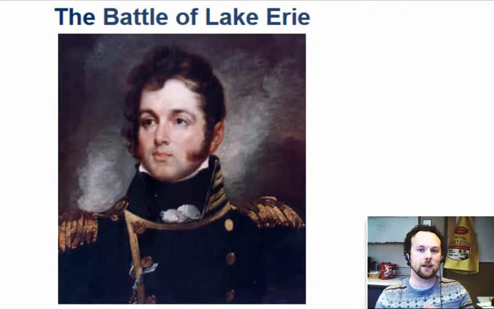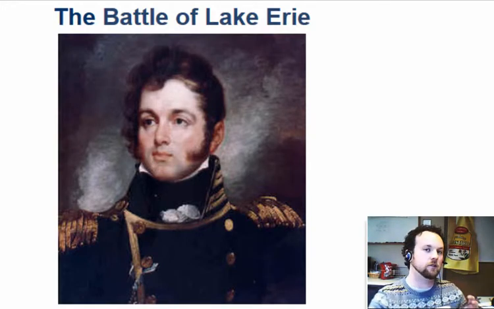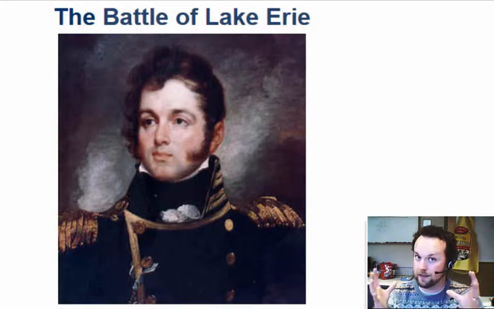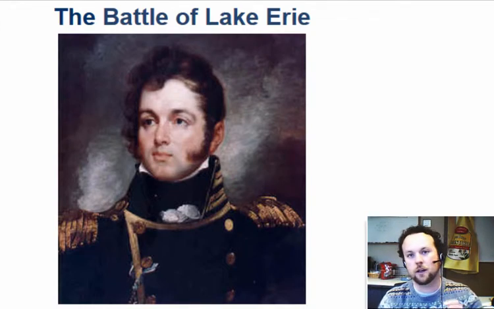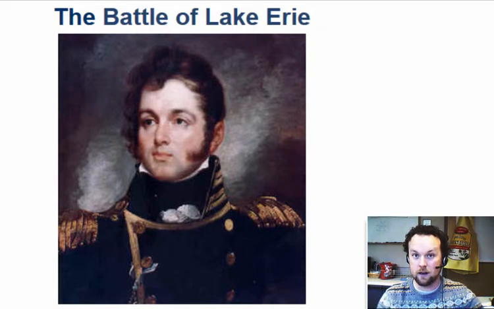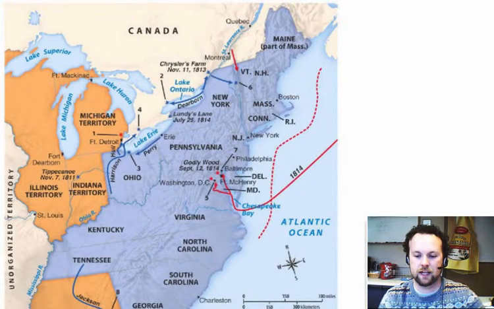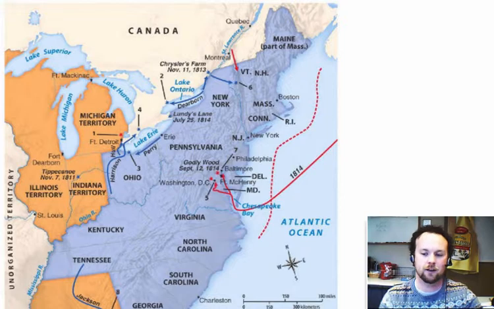So Perry, first things first, he had to build up his navy, and he did that by capturing ships as well as building these two ships, the Lawrence and the Niagara. So he sailed his fleet from Presque Isle, or Erie, Pennsylvania, in early August 1813. And even though Perry's fleet was smaller, the British and Americans both now had very capable fleets on Lake Erie. And on September 10th, 1813, the British decided to engage the American fleet that was anchored at South Bass Island.